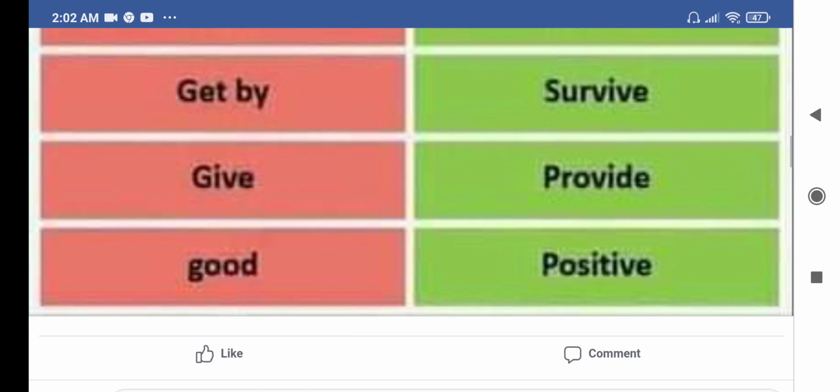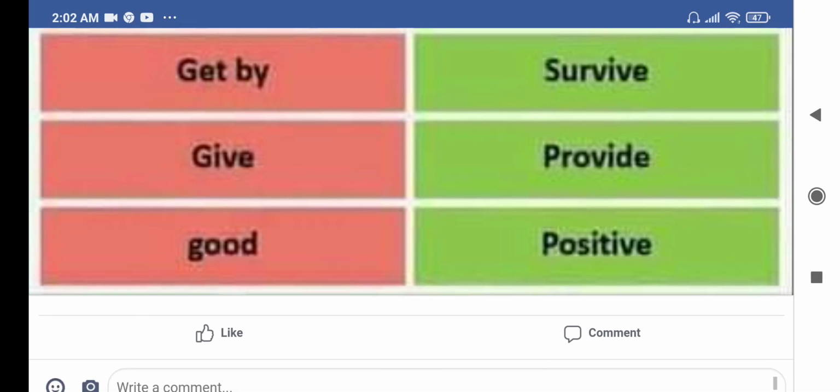Get by, survive. How the baby got by? Okay, how it gets by in such a situation. And the same thing you say in a formal way, how the baby survived. Tell us in detail how it survived. The meaning in both cases is the same, but the expression is different.